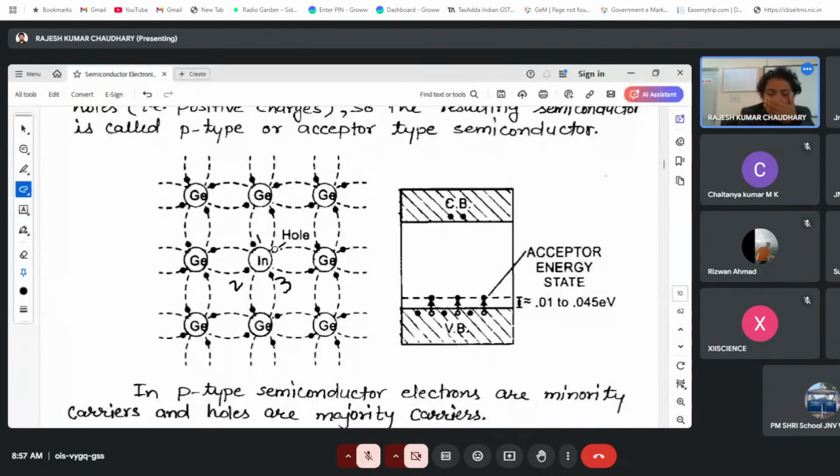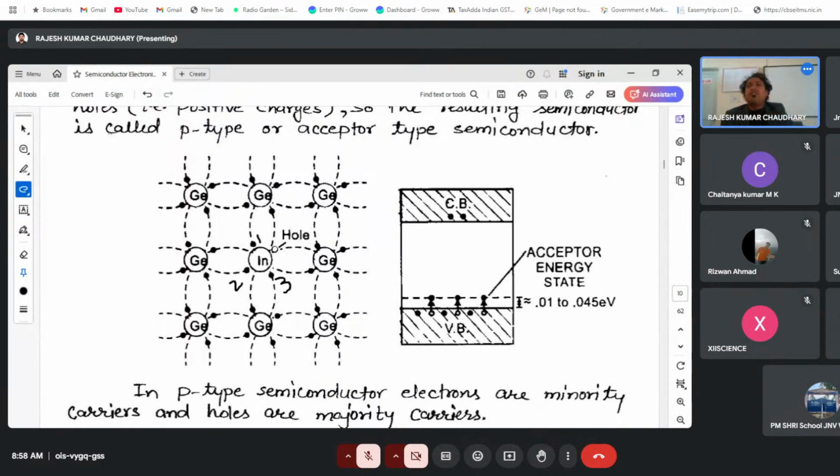Wherever there is a vacancy of electron, a seat for electron, that is called a hole. So in that way we can say that when we talk about p-type semiconductor or positive type semiconductor, the number of holes is more than the number of electrons.